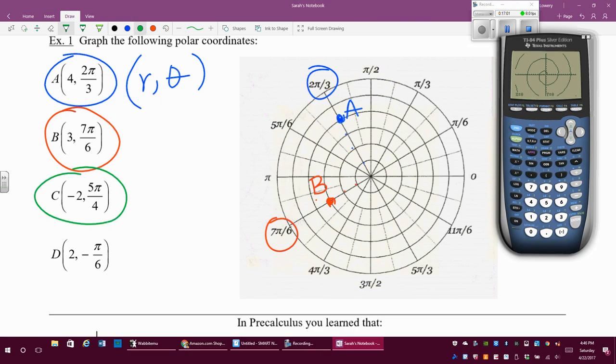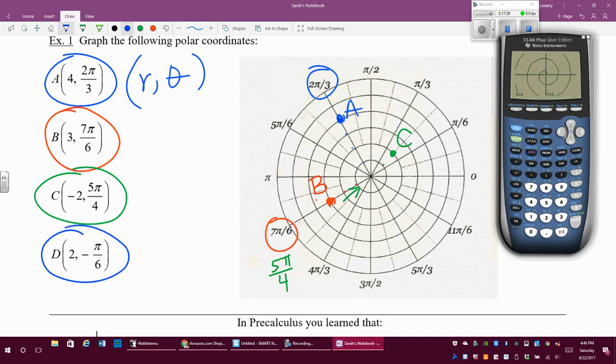Tricky one is this 5 pi fourths and negative 2. By the way, 5 pi fourths is not actually labeled on here, but it's right there. But what does a negative radius mean? A negative radius means we're actually going to go in this direction, 2, so 1, 2, and we're actually on the side of positive pi fourths, and that's where point C is going to be located.